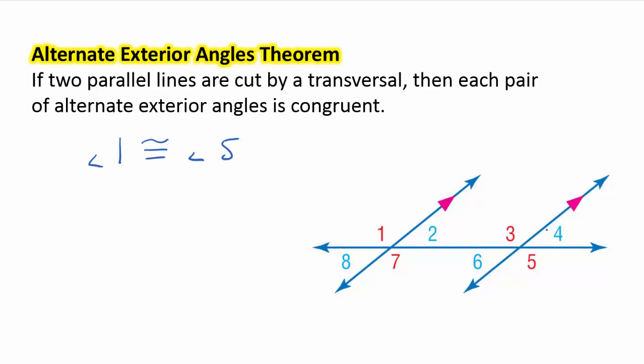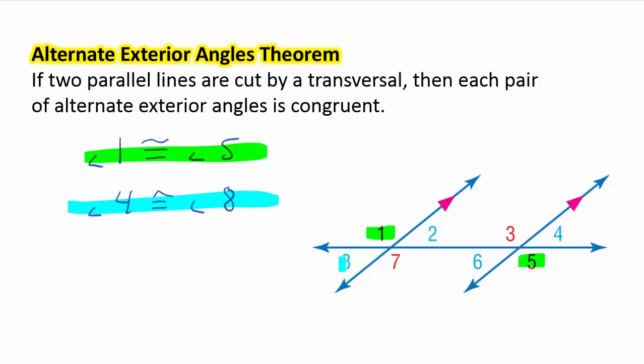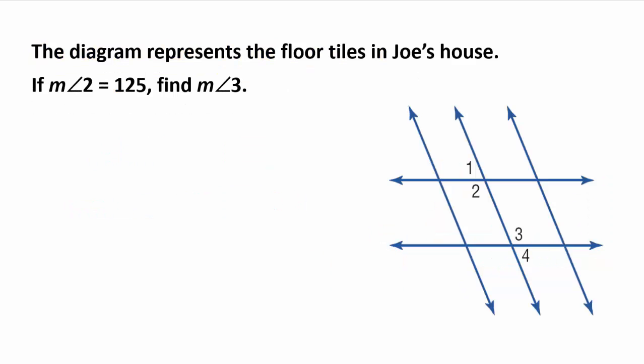Also, 8 and 4 are also going to be congruent to each other. So 1 and 5 and 4 and 8. The diagram represents the floor tiles in Joe's house.